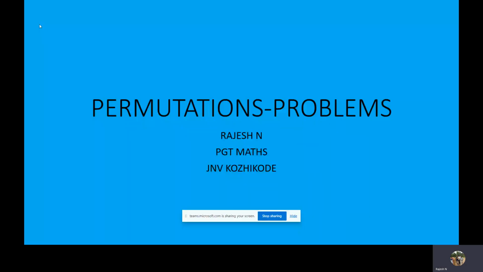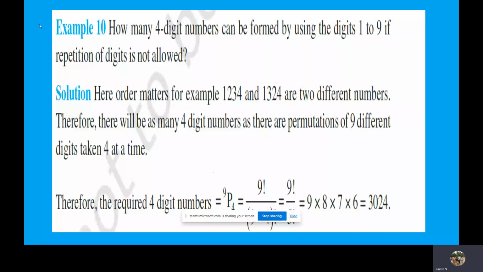So next question is, how many 4-digit numbers can be formed by using the digits 1 to 9 if repetition of digit is not allowed? Here you see 4-digit numbers, digits 1 to 9. So what are the numbers? 1, 2, 3, 4, 5, 6, 7, 8, 9. So how many numbers are there? 9. No repetition is allowed.